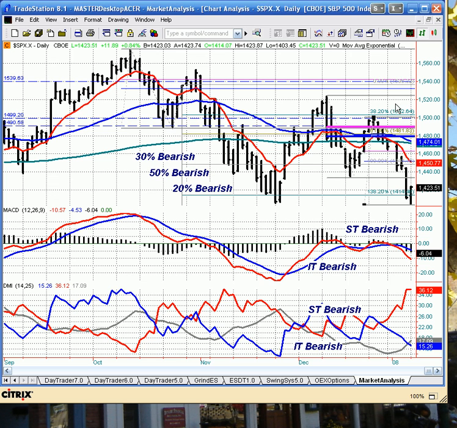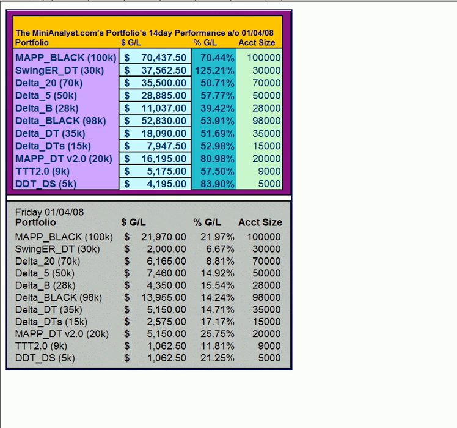So where are we? Well, let's go ahead and bring this up. Friday, another banner day Friday. Actually, we mentioned that to you guys around midday Friday. I think the black portfolio was up about $17,000. It was a standout. Our black portfolio, $100,000 portfolio, one of the most diversified, if not the most diversified, actually, was a standout performer. Absolutely amazing stuff. Finished the day up $21,970 on a $100,000 portfolio.